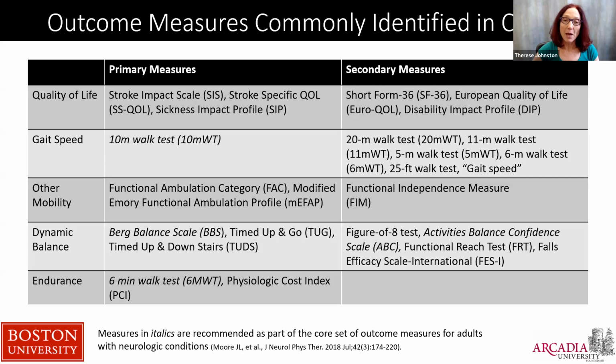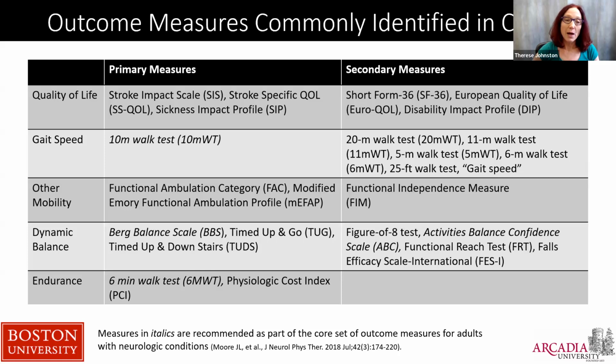So looking at the outcome measures identified in the CPG, I'm here presenting just the ones for participation and activity to show you what some of the primary measures were, as well as some of the secondary measures that were used in the studies that were included in the clinical practice guideline. So first, looking at quality of life.